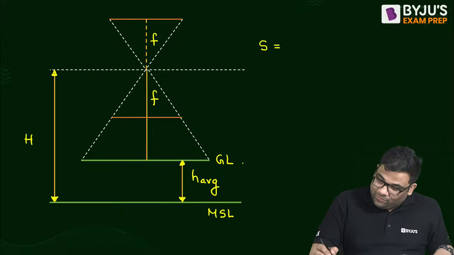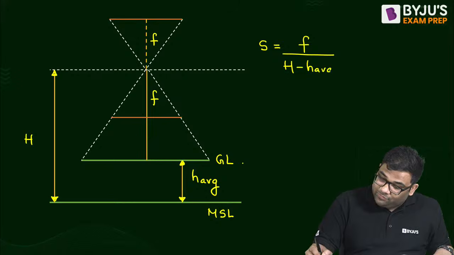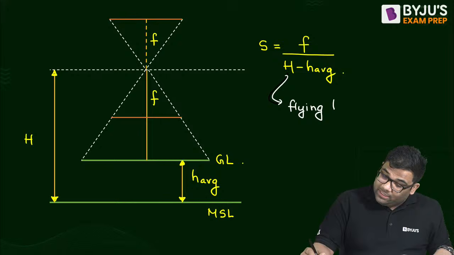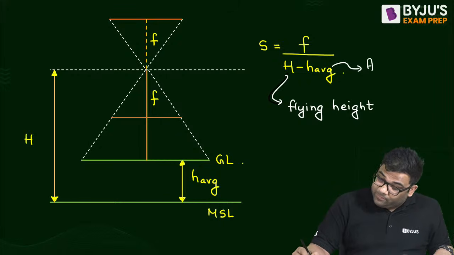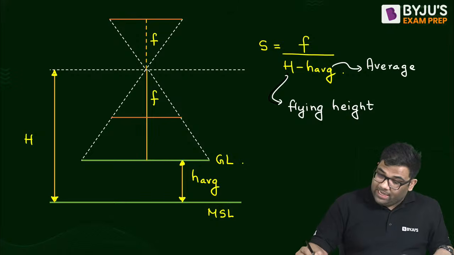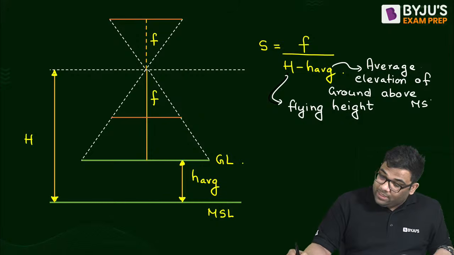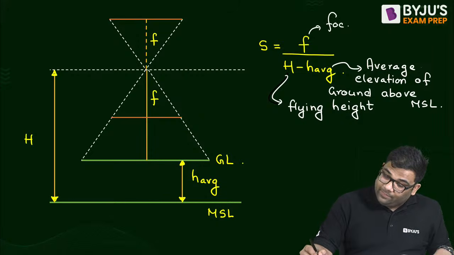And I can say your scale is equal to your focal length divided by what? Your H minus H average. And this is the flying height. And this is the average elevation of ground above mean sea level. And this is the focal length of lens.